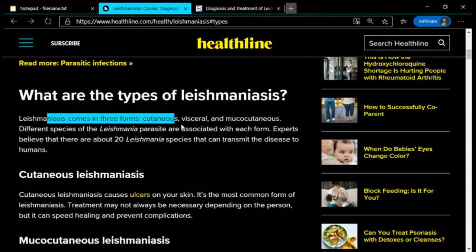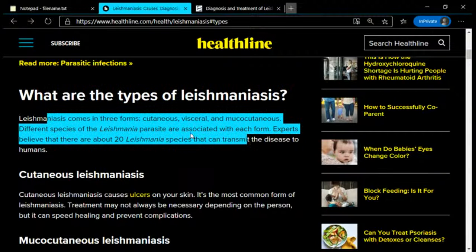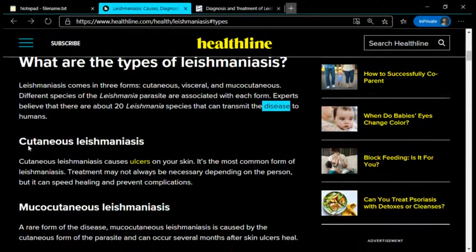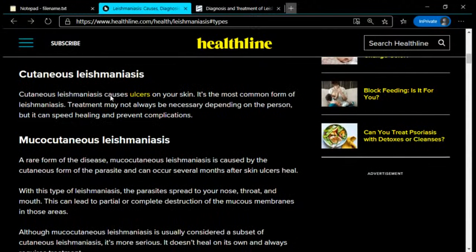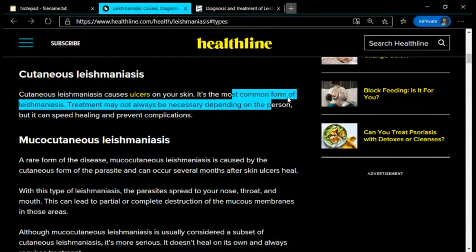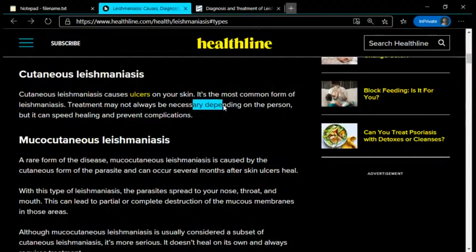What are the types of leishmania? There are forms: cutaneous, visceral, mucocutaneous. Experts believe that there are about 20 leishmania species that cause disease in humans. Cutaneous leishmania causes ulcers on your skin. It is the most common form of leishmania. Treatment may not always be necessary, depending on the person. It can speed healing and prevent complications. Treatment.